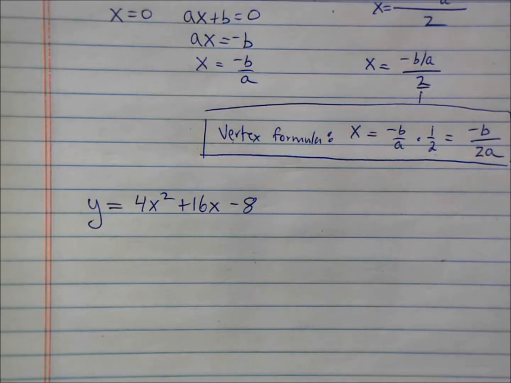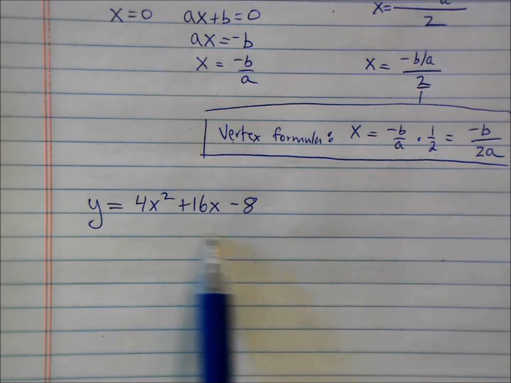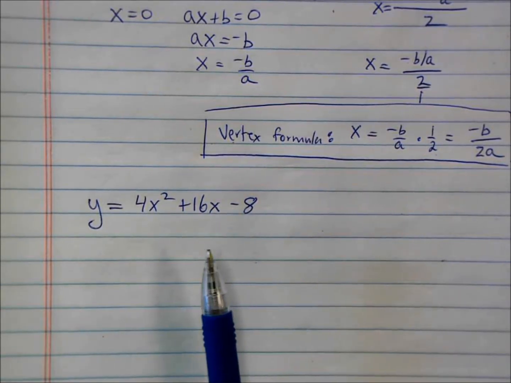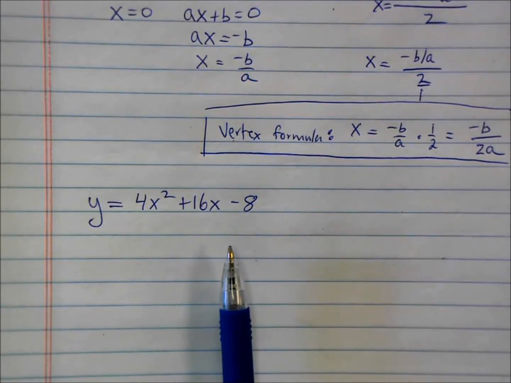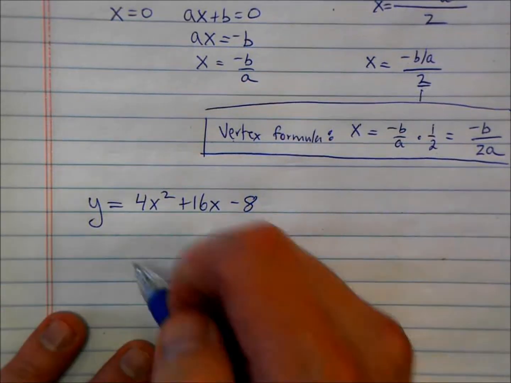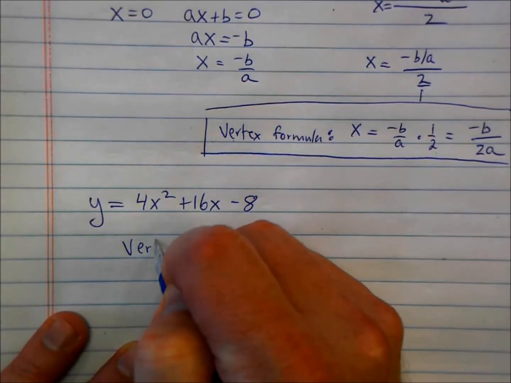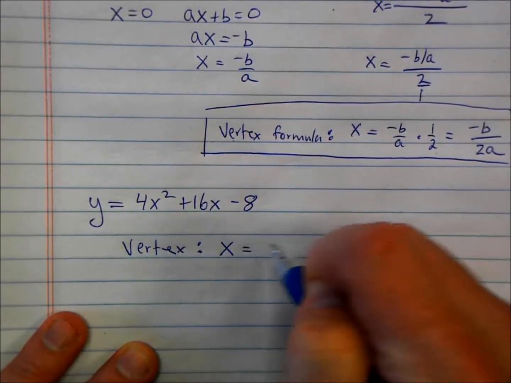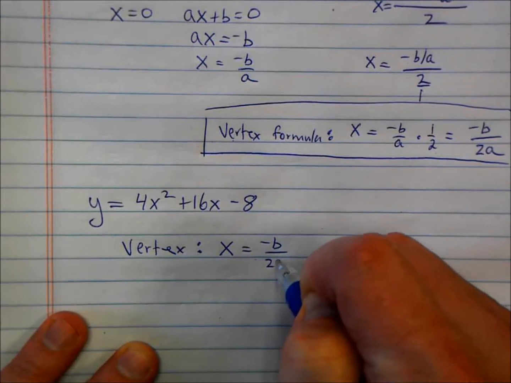You now have 2 choices. Choice number 1 is you can take this equation, set it equal to negative 8, solve and get your 2 points, and then find the vertex by going halfway in between. Option number 2 is you can find the vertex first. To find the vertex, we use x equals negative b over 2a.